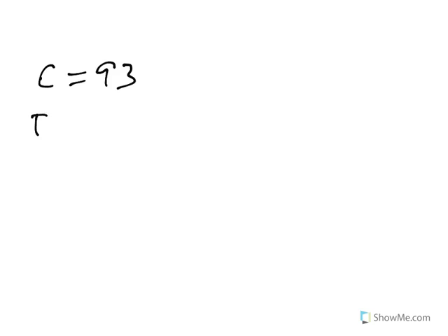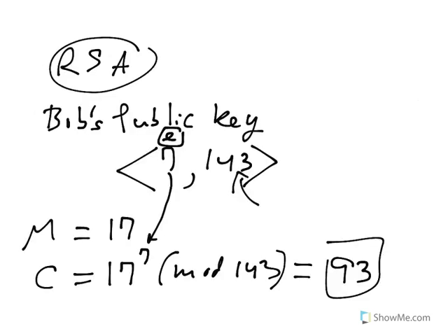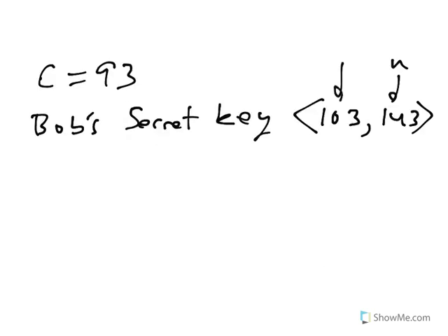Now, only Bob knows what's called Bob's secret key. Bob's secret key is also two numbers. In this case, it's 103 and 143. Notice how the second number is the same. That second number is called N. Generally, this is called N also. So E and N are the public key. D and N are the secret key.